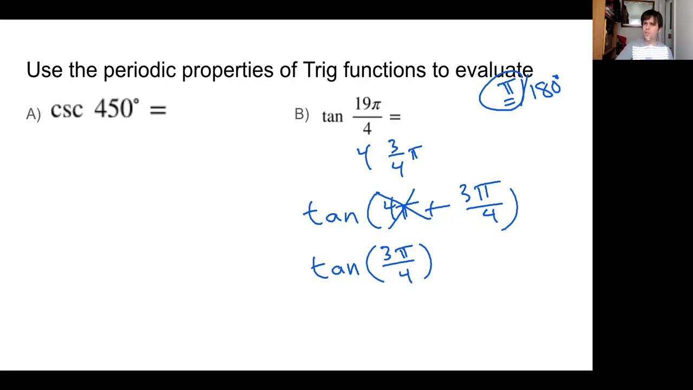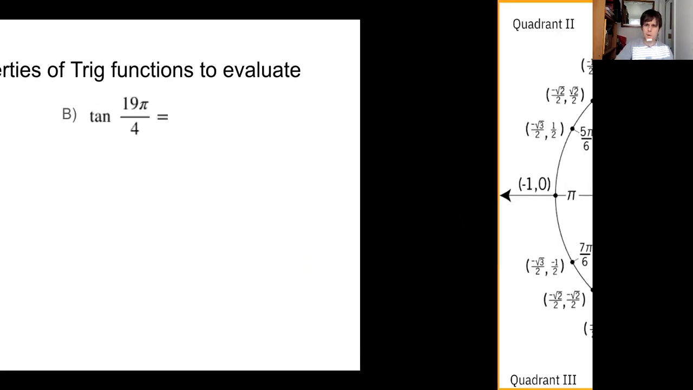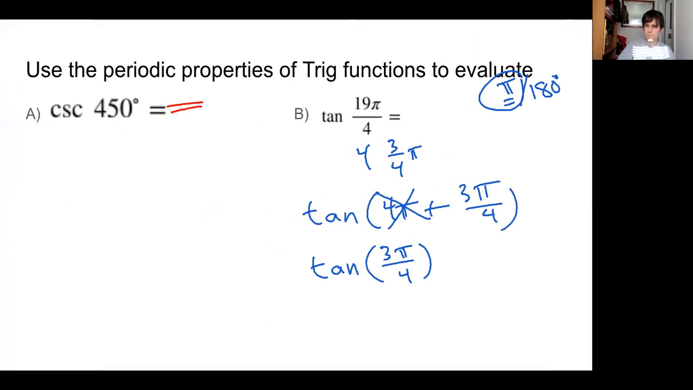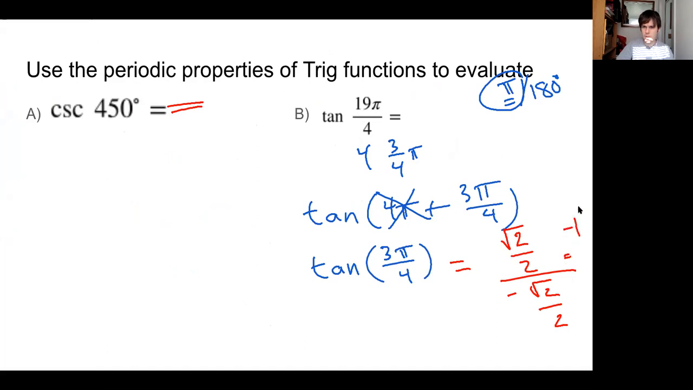Now we look at our unit circle at this particular angle and see what we are working with. So bring back up our unit circle. 3 pi over 4 is right here. We've got a y coordinate and an x coordinate. Tangent is y over x. So for our purposes, it's going to be root 2 over 2 divided by negative root 2 over 2. That's going to equal -1. So the tangent at that angle is -1.